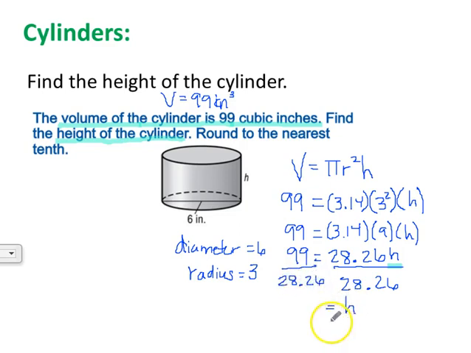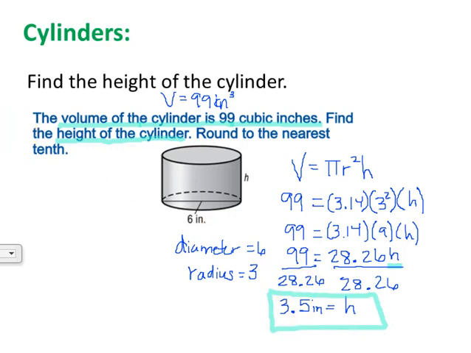And now we've got h all alone on the right side of the equation, and we just need to take 99 and divide it by 28.26. And we get, I'm going to go ahead and round my answer to 1 decimal place. So our height is going to be 3.5, and we need to include our units of measurement, so I'm going to put inches in there. 3.5 inches, and we're done.